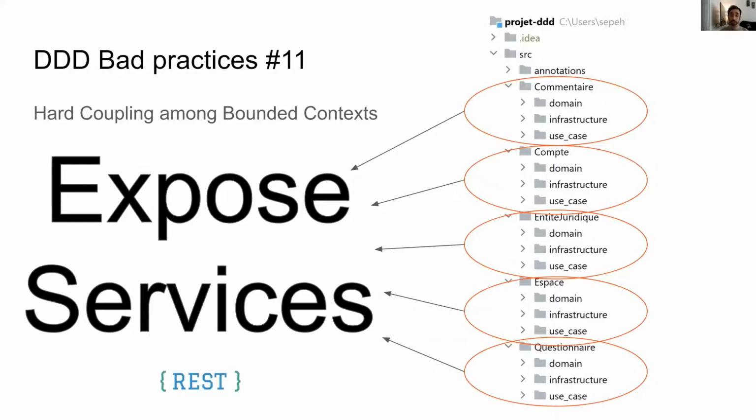The solution is just to expose services. Each bounded context should expose its own services. And if another bounded context needs some data or some services exposed by the other bounded context, it will just call it. You can use, for example, REST architecture to easily have these kinds of solutions for your bounded contexts. So again, a bounded context is something that is isolated, that is autonomous, and can work alone.